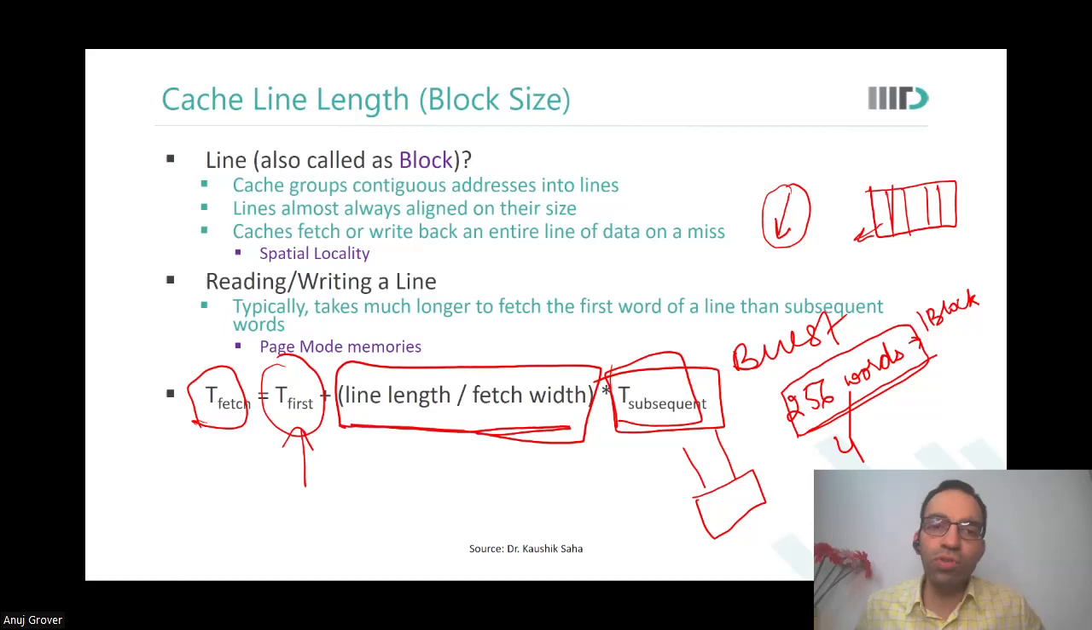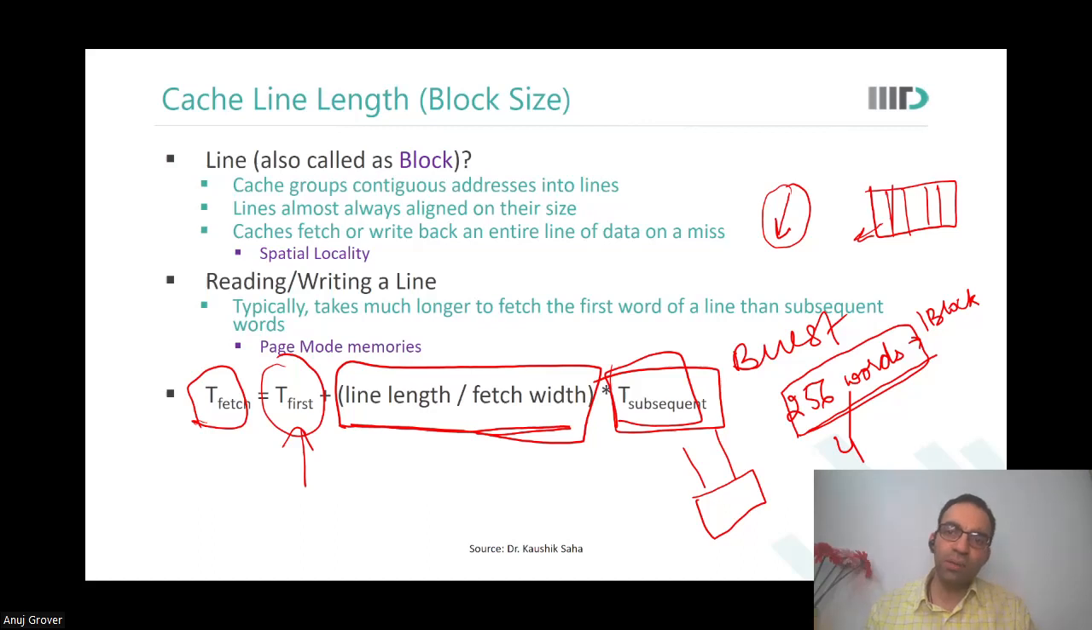The CPU will use only one word at a time. The CPU will give only one address. The remaining you are copying simply to take benefit of spatiality. You said the CPU asked for only one word now, but I know that due to the spatial locality, I would anyway need to access the second, third, fourth word pretty soon. So when I'm accessing the first word, let me get all the 4 words in one go.